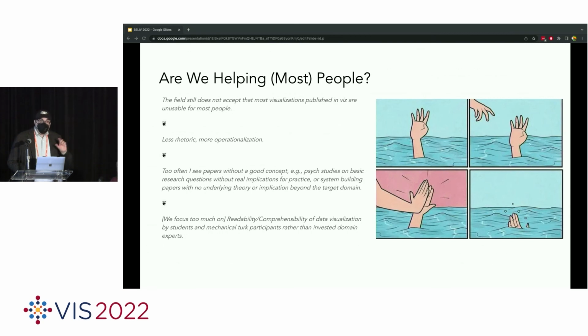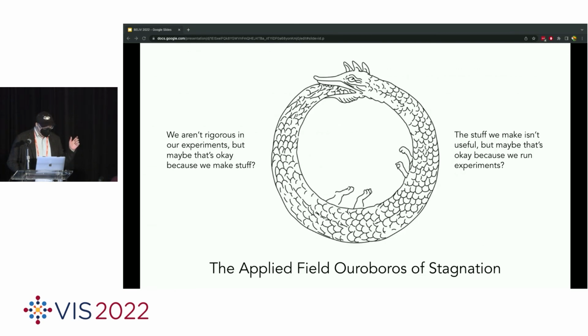So these two sources of anxiety together create what I am calling the applied field Ouroboros of stagnation. Copyright, trademark, whatever you want. In maybe a sort of personal angst, we're trying to have our cake and eat it too, to put off efforts around reform in our methods by running away from the problem. We say, oh, it's okay that our experiments sometimes suck because we're a technical field and we build stuff. But then when we build one-off things that aren't useful for wide audiences, we say, oh, well, that's okay because we're an experimental field and we run studies. So we use one self-conception of the field to retreat from reform in the other self-conception of the field.